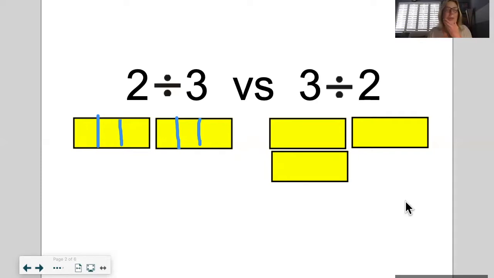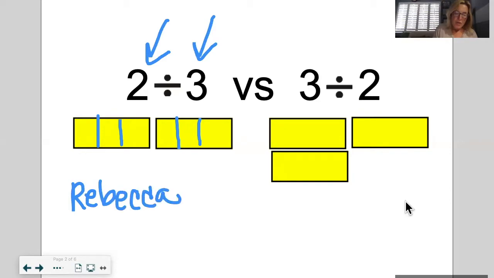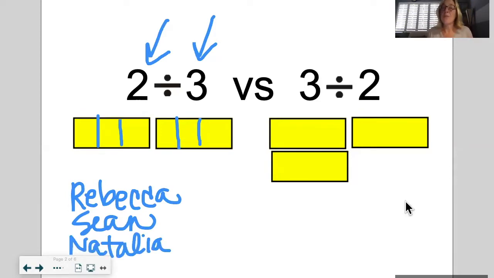Now the question is, if you're sharing the 2 rectangles amongst, let's say, 3 people, how much would each one get? Well, let's say that Rebecca and Sean and Natalia are going to share these yellow rectangles. Maybe they're some kind of new candy bar, okay? There's 2 of them, and there's 3 people. And so the question is how to distribute it evenly amongst them.